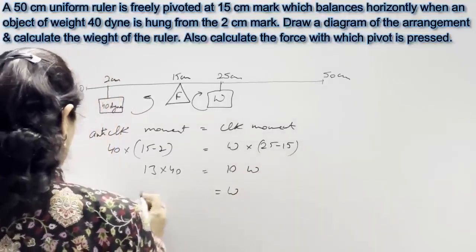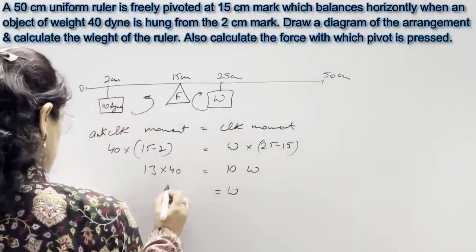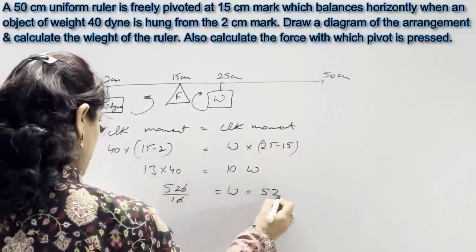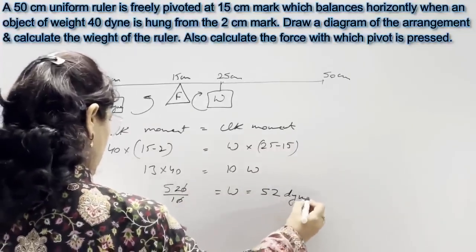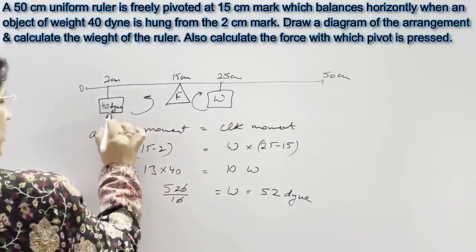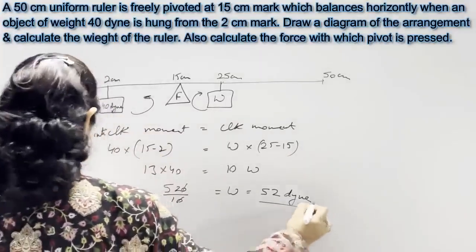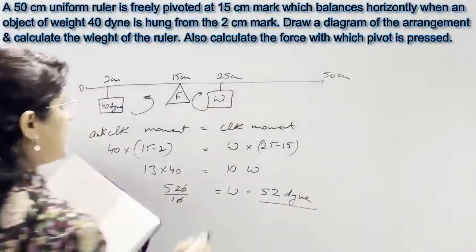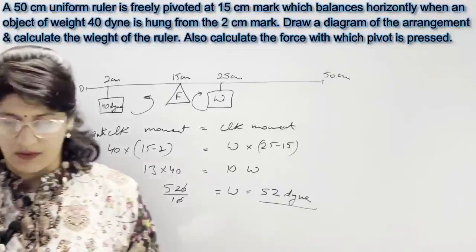Now what is the value of W? It is 13 into 40. It means 520, divided by 10. It means 52. The given unit of weight is Dyne here. So 52 Dyne is the weight of this meter rule lying at its center of gravity. It means the 25 centimeter mark.